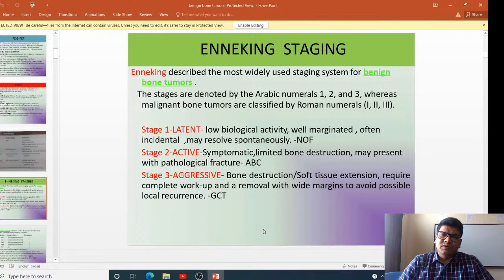So aggressive tumor causes bone destruction and soft tissue extension, and requires a complete workup. Removal with wide margin resection has to be done to avoid any possible local recurrence. For example, it is giant cell tumor.